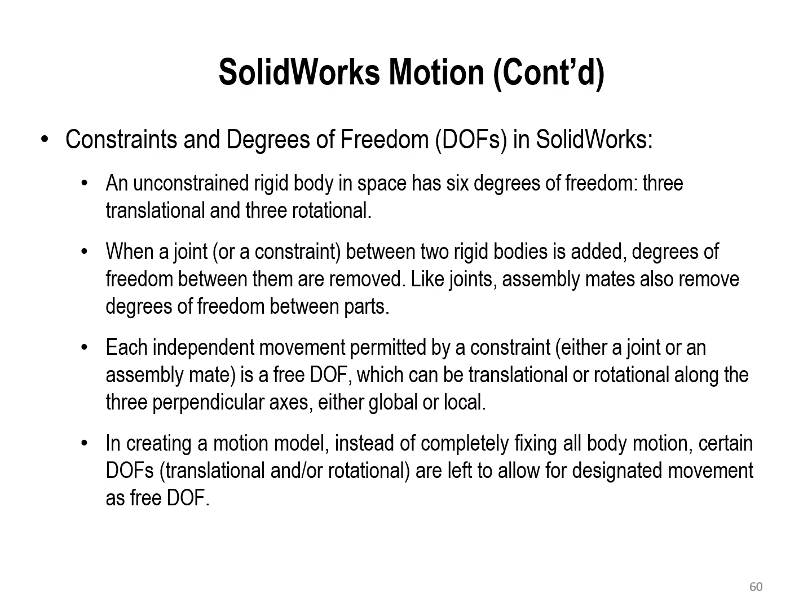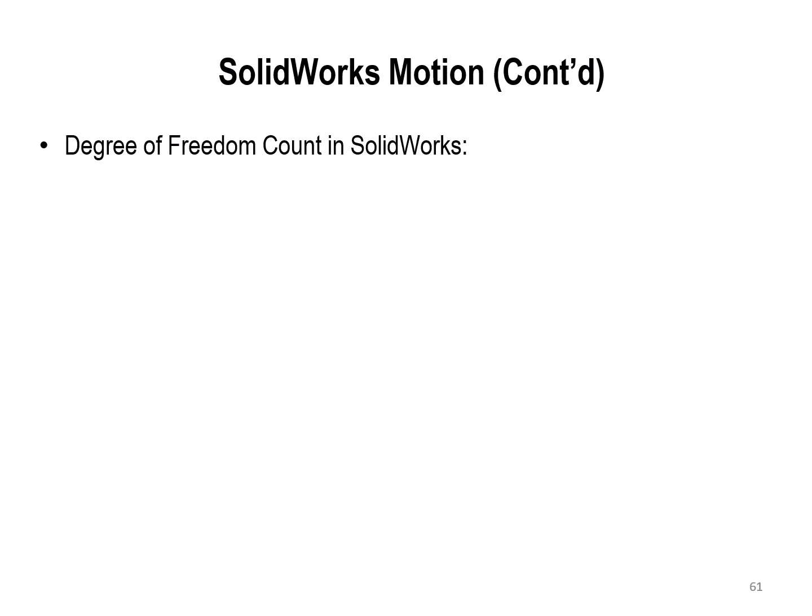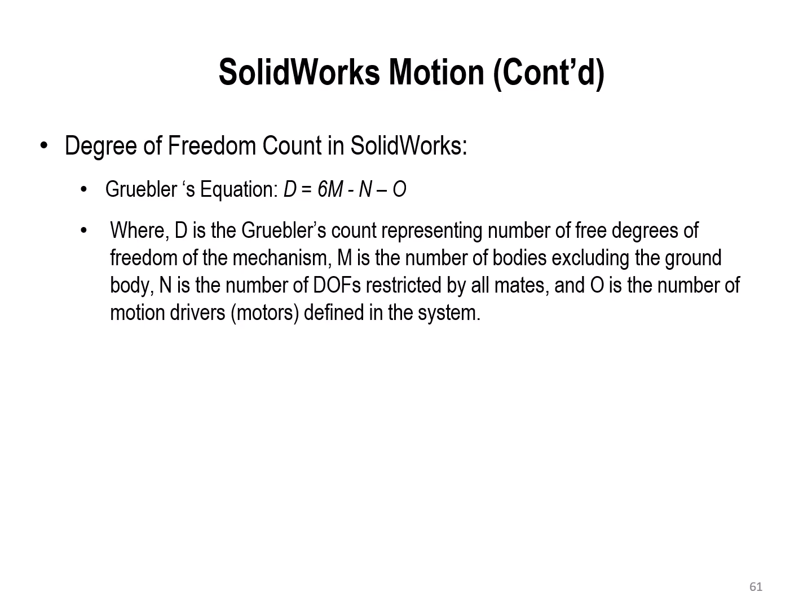In creating the motion model, instead of completely fixing all the body motion, certain degrees of freedom, which can once again be translational or rotational, are left to allow the designated movement. The degree of freedom count in SolidWorks is given by the regular equation D = 6M - N - O, where D is the Grübler count, representing the number of free degrees of freedom of the mechanism.